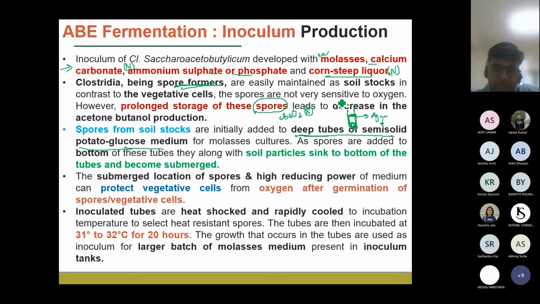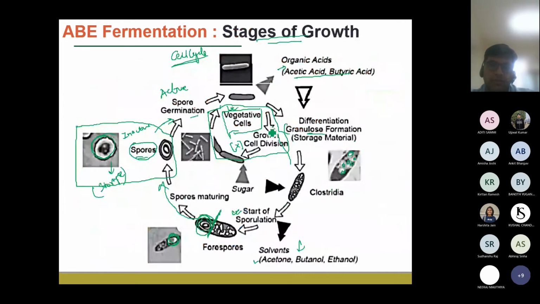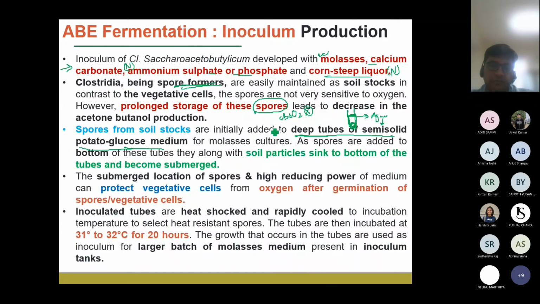The potato glucose medium provides all the adequate nutrients required to maintain its viability. Then, as we have seen, it starts to produce the vegetative cells. This occurs when we have the submerged location of the spores and a high reducing power of the medium. With the glucose source and the high reducing power medium, the vegetative cells are produced after germination of the spores, under the high reducing power and the submerged location of the spores.